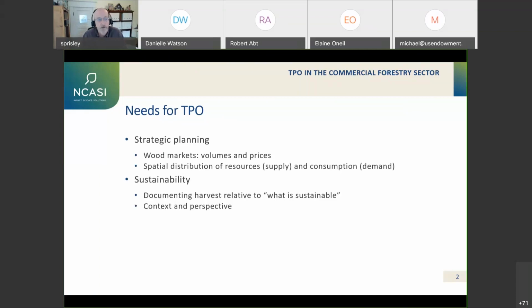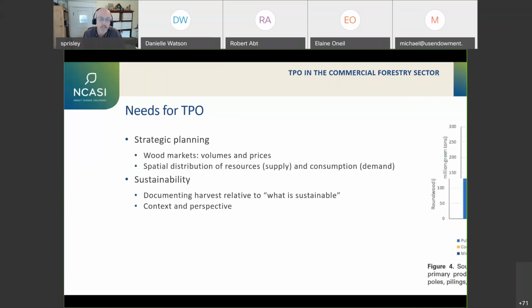Sustainability is another. All of these companies are under tremendous pressure to document that their activities are sustainable. They're all usually certified under one or more sustainable forestry certification schemes like SFI or FSC. And that takes a lot of data to document that what they're doing is sustainable. And in addition, TPO can offer information for context and perspective about sustainability. So what do I mean by that?